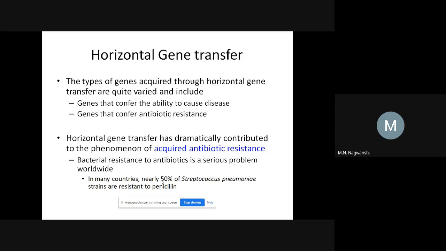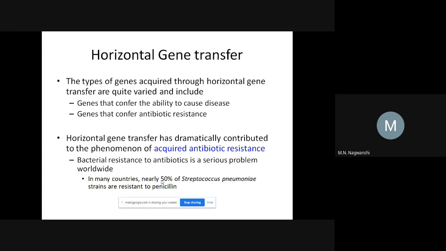So this horizontal gene transfer is varied and it includes genes that confer the ability to cause disease and genes that confer antibiotic resistance. Okay, so what is necessary?